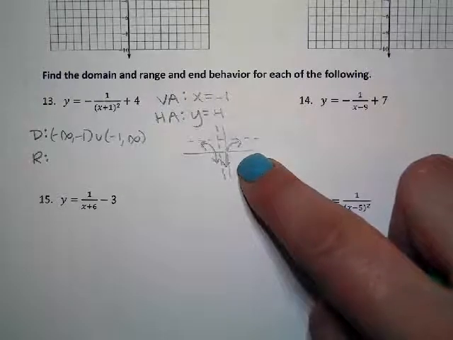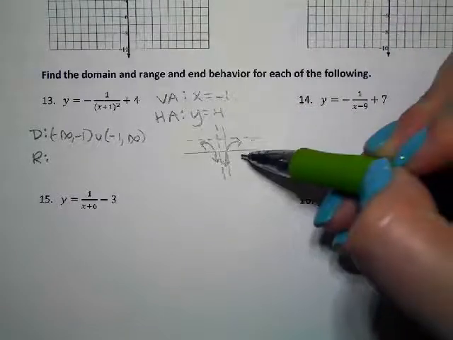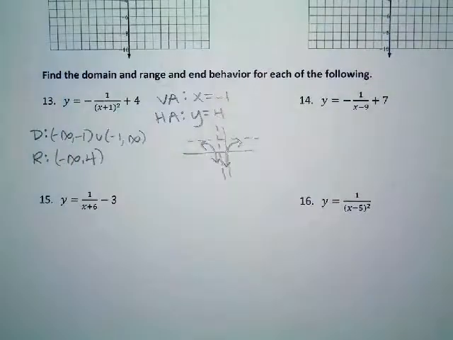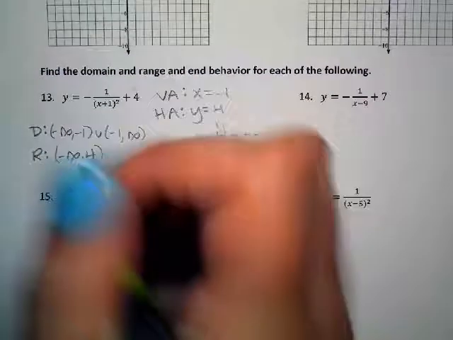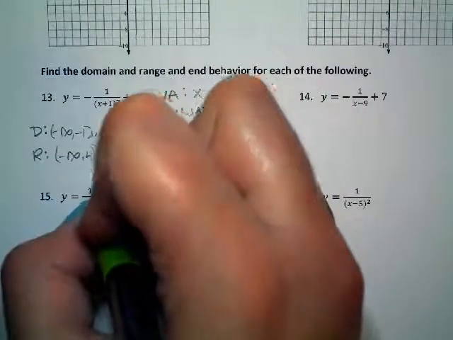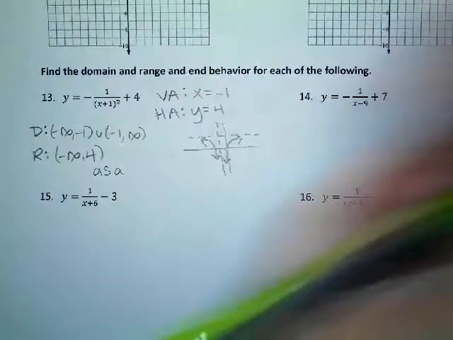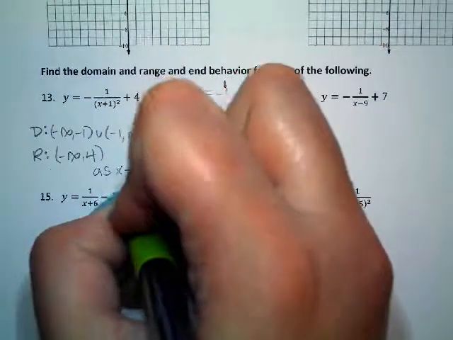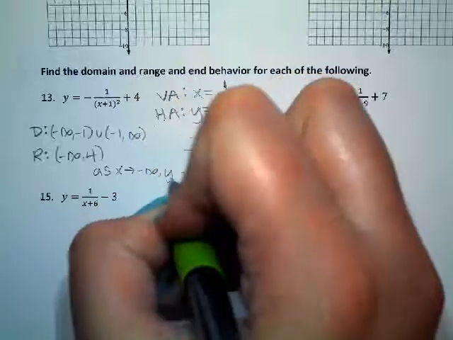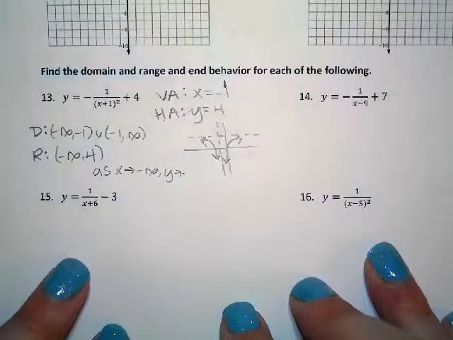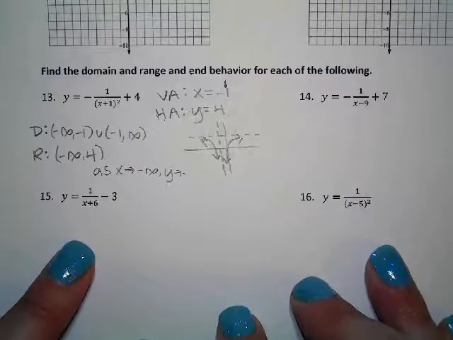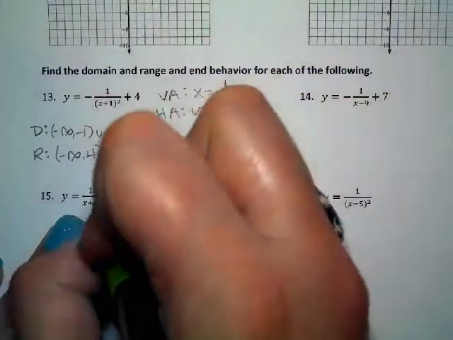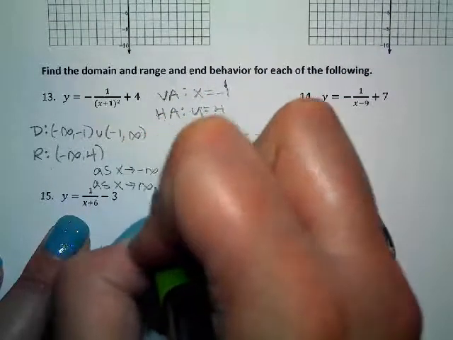Okay. Now, I need to write my end behavior, so I'm going to say, as I look at the left arrow, what number is the y value getting close to? 4. That's the horizontal asymptote. As I look at the right arrow, what value is y getting close to? 4, the horizontal asymptote.